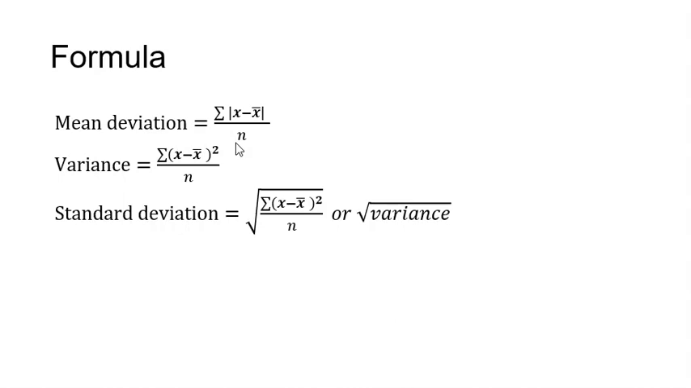And next, variance. Variance quantifies the dispersion of data points in a data set, okay? And this is the formula: the sum of (x minus x bar) squared over n. Then the formula for standard deviation is the square root of the sum of (x minus x bar) squared over n, or the square root of variance. So we're going to be using these formulas to solve some equations, okay? Are we ready?